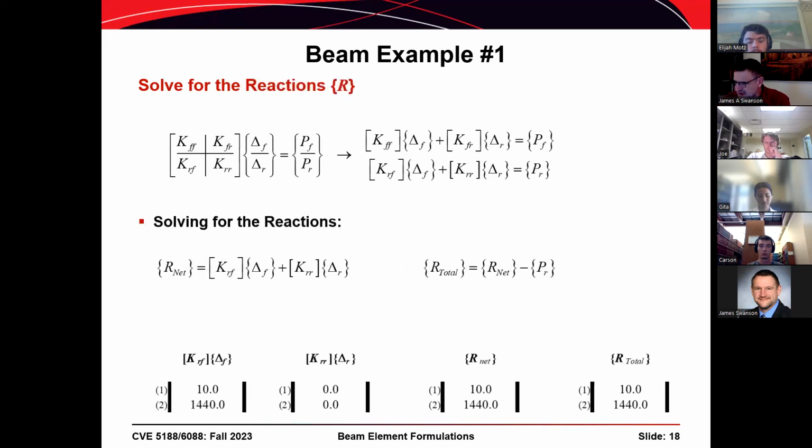So when we solve for the reactions, we have R net is equal to K sub RF times delta F plus K sub RR times delta R. And then we can solve for the total reactions by accommodating the loads that are on the restrained nodes, P sub R. And in this case, P sub R is equal to 0, so it's a moot point. But when we get into an example later in this presentation, P sub R will not be equal to 0. So that's why I'm being a little anal retentive about including it here, even though it's 0.